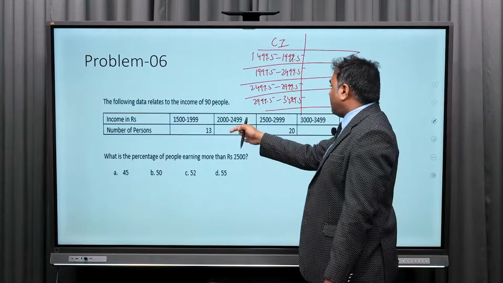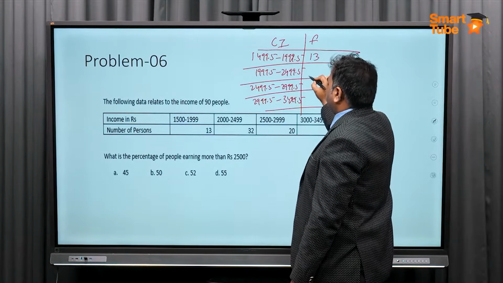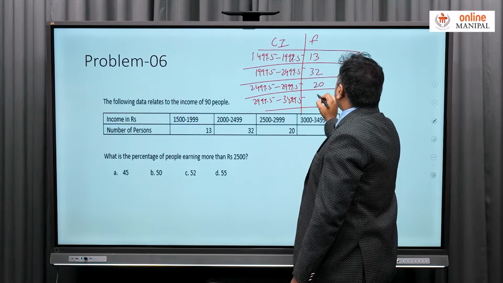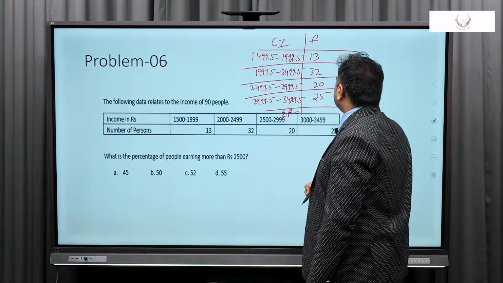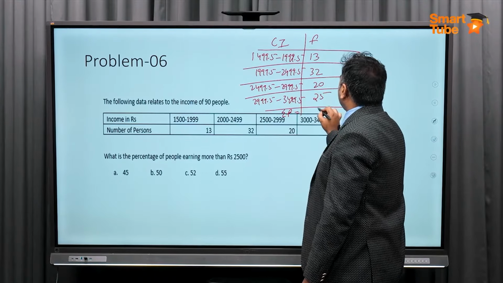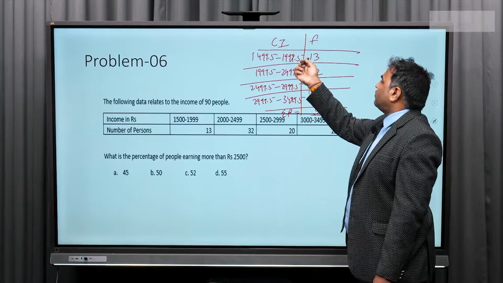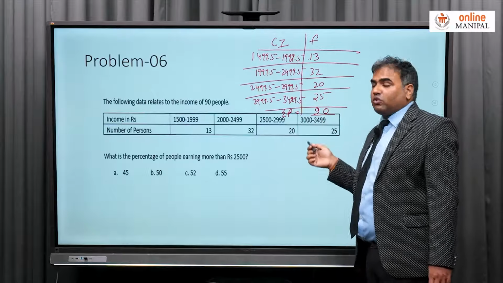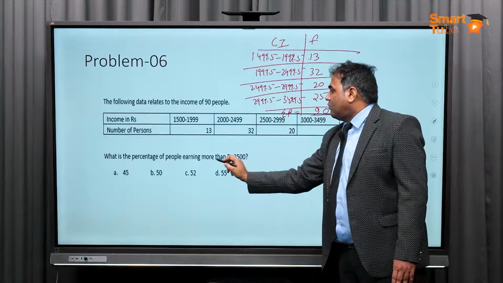Next thing, here the frequency is given. This is normal frequency 13, then 32, then 20, then 25. The total sum of this is how much? Total sum of frequency, if you do 3 plus 2 is 5, 5 plus 5 is 10. The total sum, you will get 90. 10, plus 1 carry, 3 plus 1 is 4, 4 plus 1 is 5, 5 plus 2 is 7, 7 plus 2 is 9. So the total sum is 90. Okay, now I want the answer in more than.